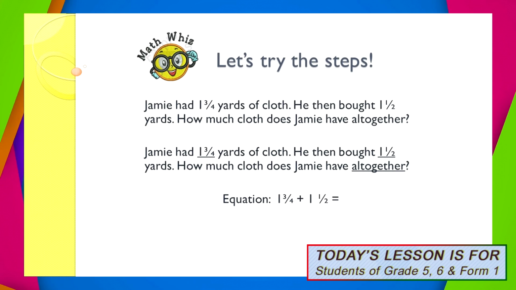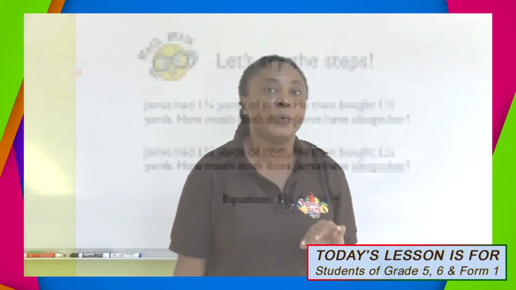We continue. He then bought 1.5 yards. Should I underline that? Of course. How much cloth does Jamie have all together? Take a time and read that over. So once we did this, the next thing is for us to write the equation.